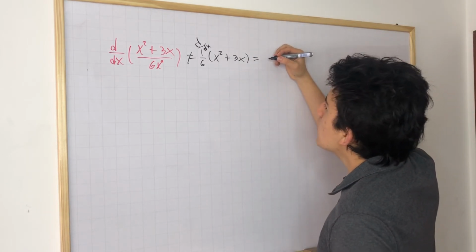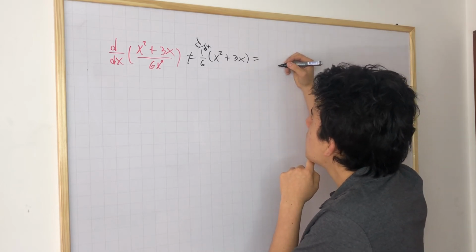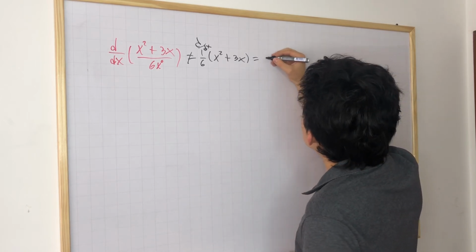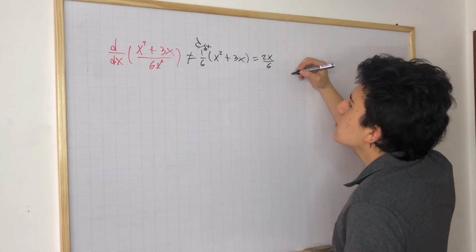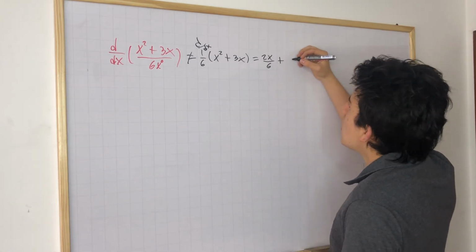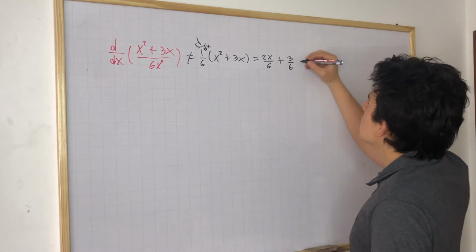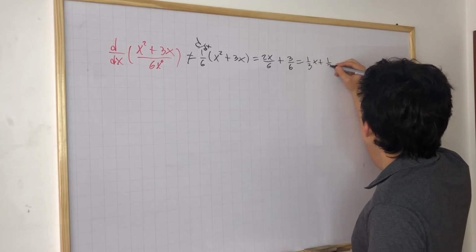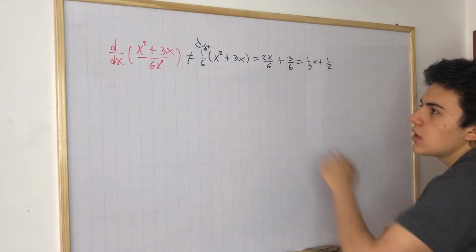So now let's take that derivative. So we're going to have derivative of that. Should we distribute? Maybe we could. Yeah, let's distribute it real quick. So we're going to have 2x over 6 plus 3 over 6. And this is just going to give us 1/3 x plus 1/2. Okay? Now, we should get the same result if we use the quotient rule.